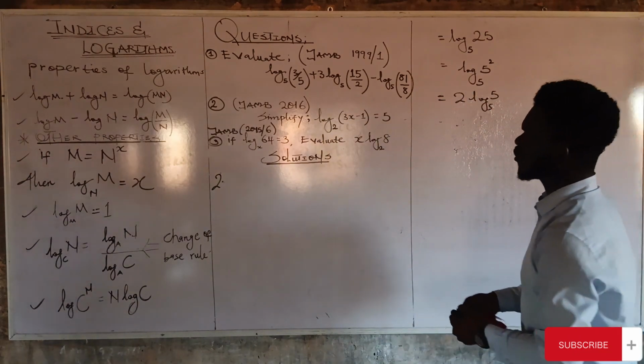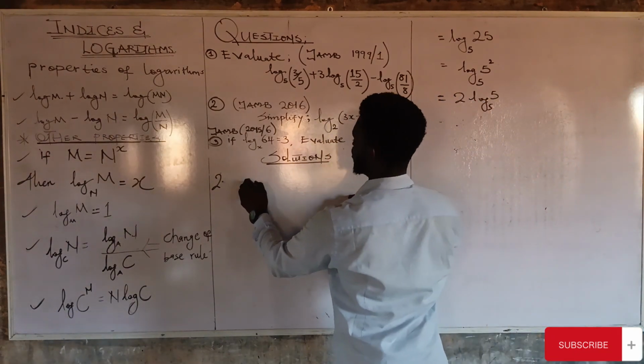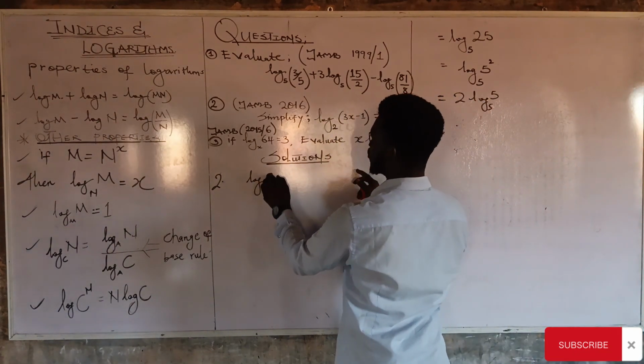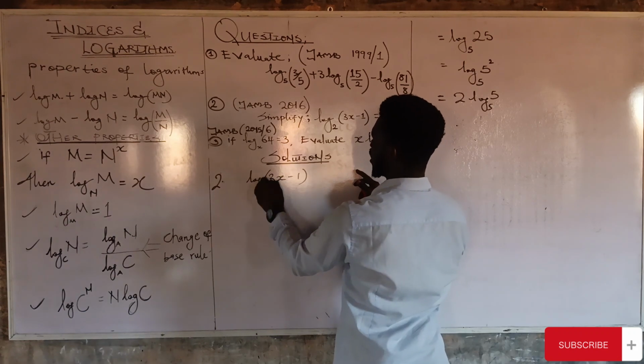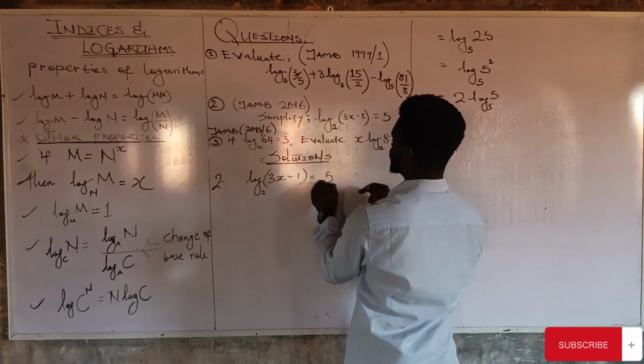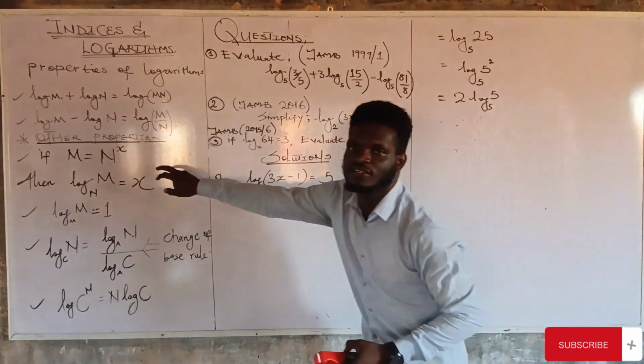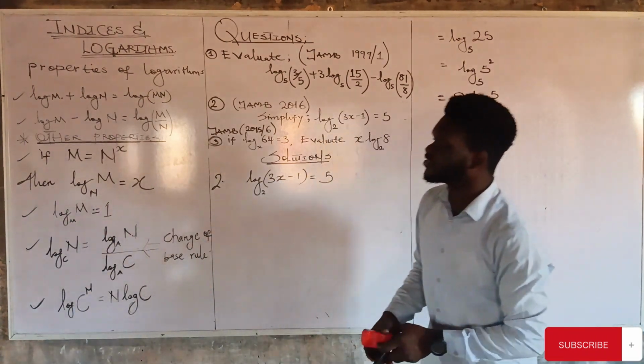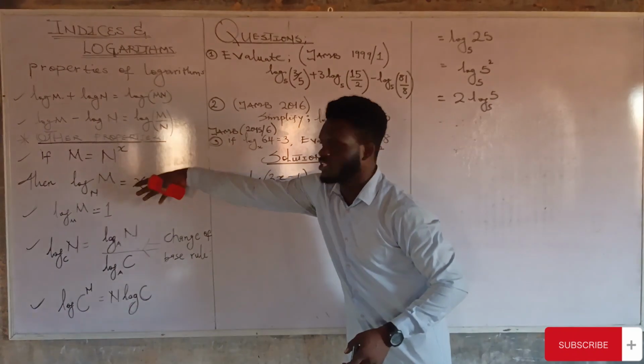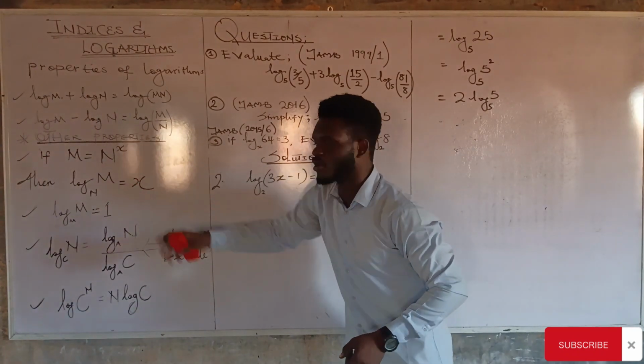Now what are we going to do here? We have this question. It's expedient that we write the question. So we have log of 3x minus 1 base 2 equals 5. Now we're going to use this law here, which is the first property after this line. That's what we're going to use.